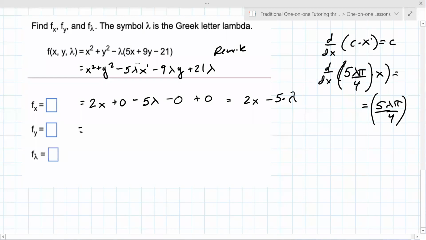So then for f_y, you'd say it would be 0 plus 2y minus 9 lambda. Yep, and that would be it. So it simplifies to 2y minus 9 lambda.